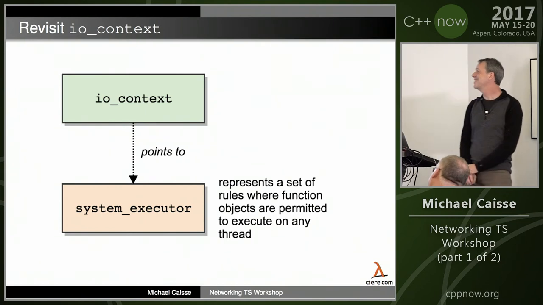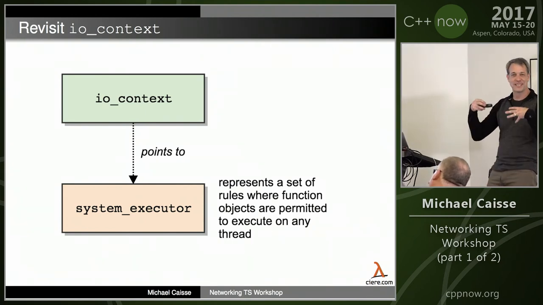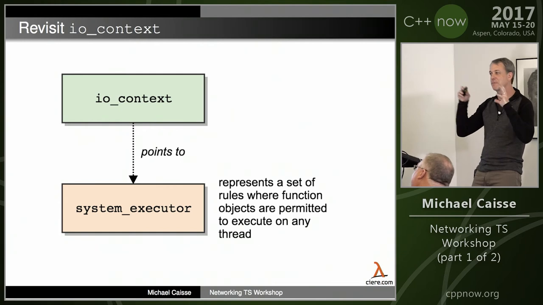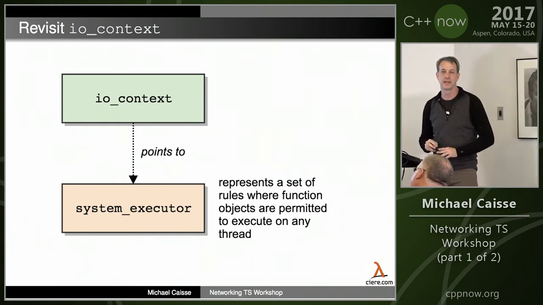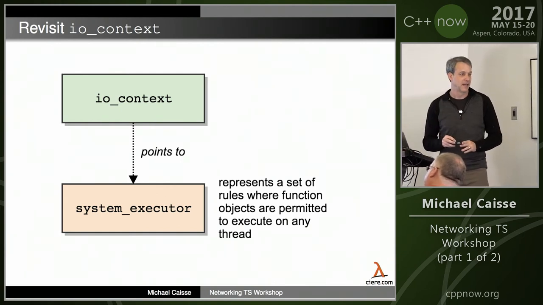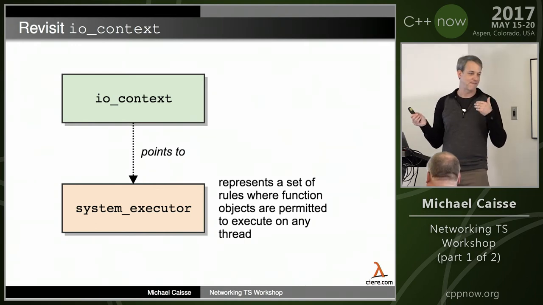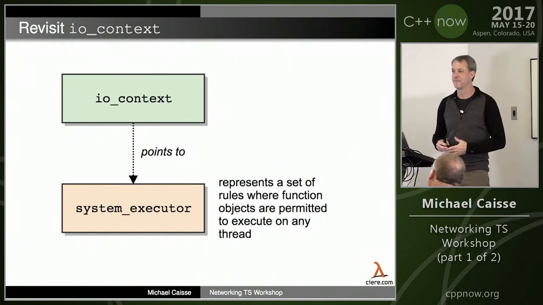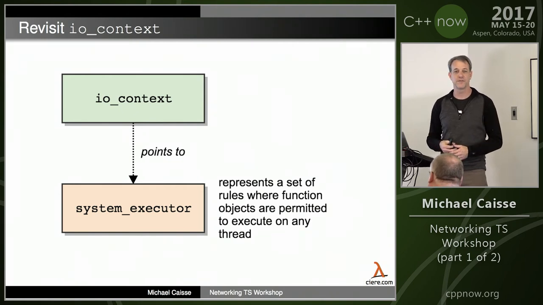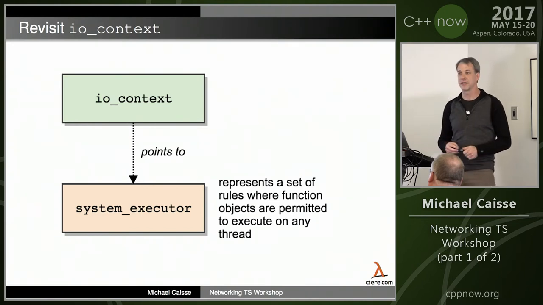All right, the I/O context is the thing that we're dealing with. The I/O context is going to point to the system executor. It's a type of executor. The system executor says, however many threads I run, I'm just going to run stuff, and they can all run concurrently. So if I have 5 threads and I've got 5 things queued up, they're all running. If I have 5 threads and I have 7 things queued up, 2 things are hanging out and waiting, and as soon as the first thread that's available can run it, it will. That's what the system executor looks like.